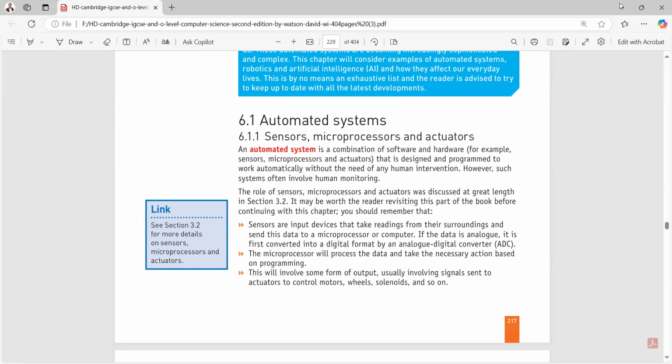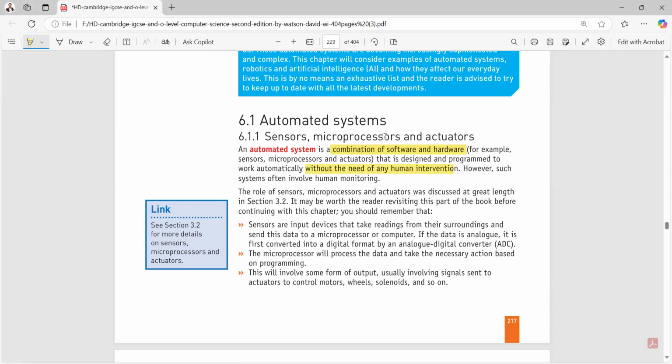So what is the basic definition of an automated system? First of all, it is basically a combination of software and hardware. If in your exam you are asked what an automated system is, you can reply that this is basically a combination of software and hardware. For example, it has sensors, microprocessors, and actuators that are designed and programmed to work without the need for human intervention.